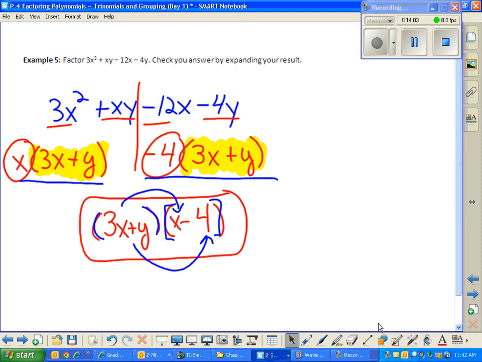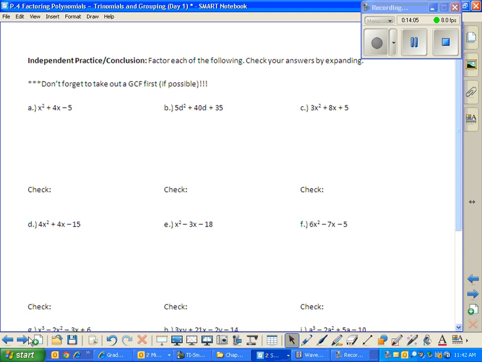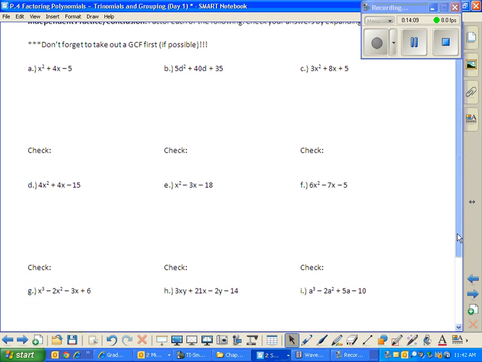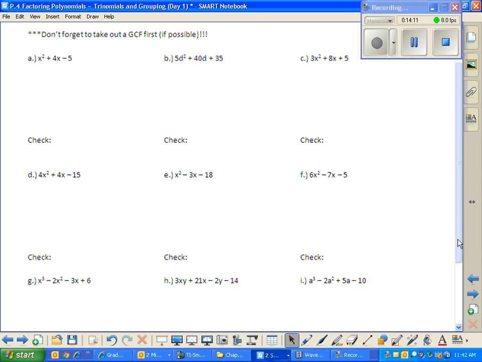Alrighty, so you get to try a nice set of independent practice there. So I'd like you to spend some time taking a look at that. Don't forget, when it does say check, you should check it with some FOIL. After we're done with this practice, I'll go ahead and show you some answers. And then I'll field a couple of questions from last night's homework.